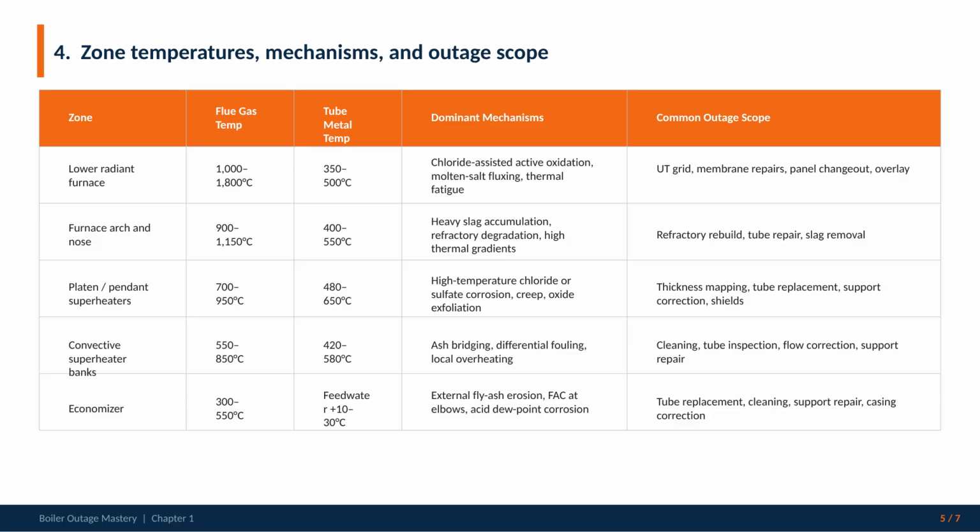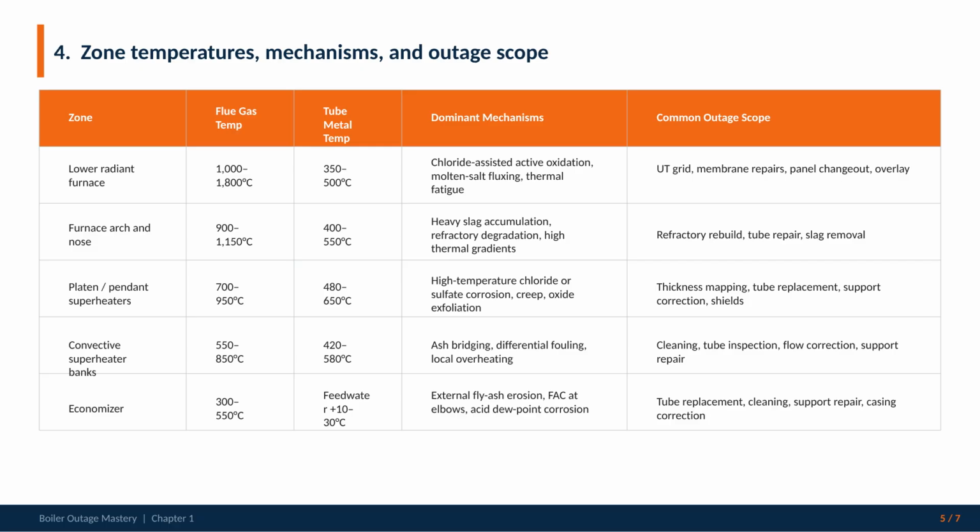And molten salt contact with your tube surface is what drives the most aggressive corrosion rates in the entire boiler. Your scope here must go beyond thickness restoration. It has to address the mechanism. The furnace arch and nose, slightly cooler flue gas but still very heavy slag accumulation, and refractory degradation. The scope here is almost always refractory driven. If the refractory at the nose is failing, it changes the gas trajectory into the superheater and can create localized overheating in areas you would not normally suspect.